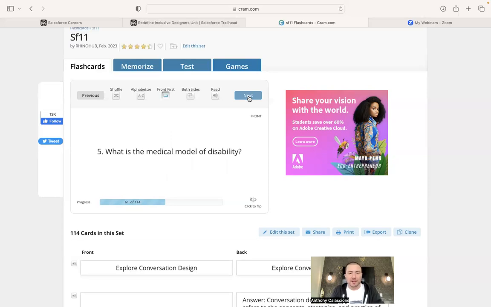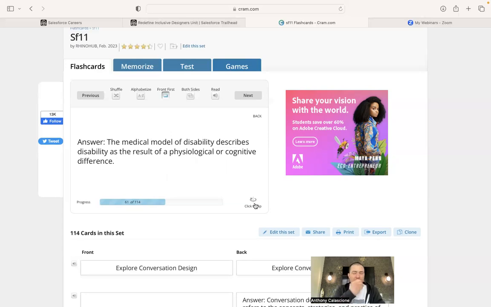What is the medical model of disability? The medical model of disability describes disability as the result of a physiological, cognitive difference.